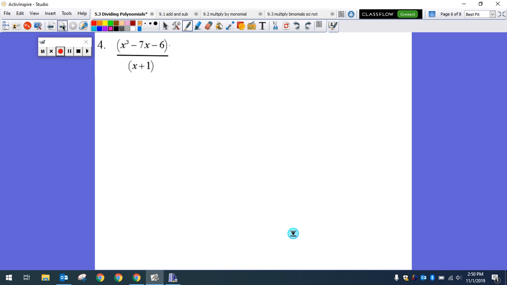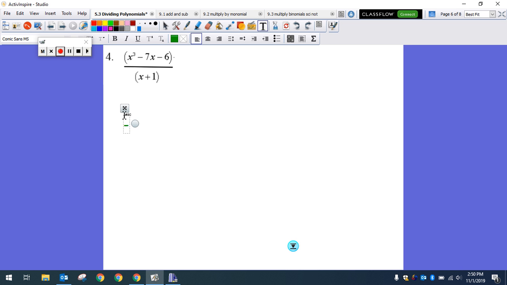Let's do another one. I'm sure there are more that have remainders. All right, so numbers I'm going to use. Negative 1 goes in my half box. And my other ones are a 1. There is no x squared, so I got to put a 0. Then it's a negative 7 and a negative 6.